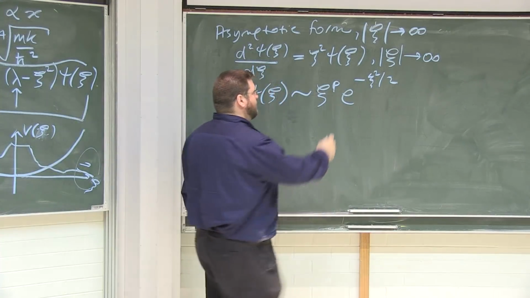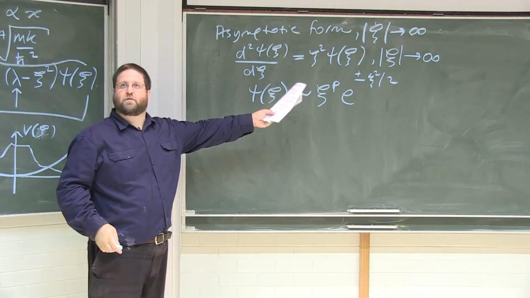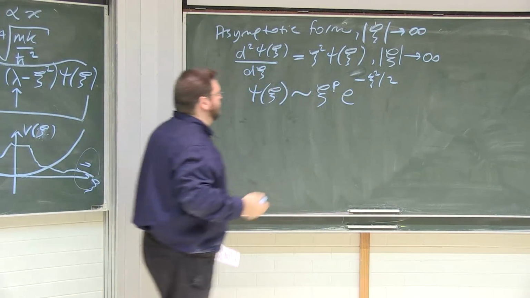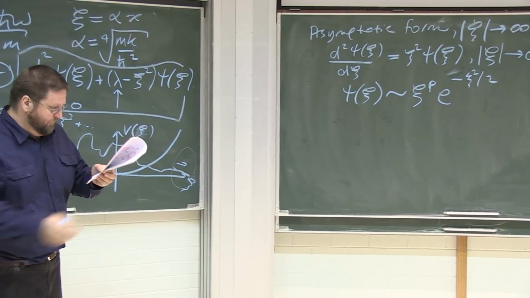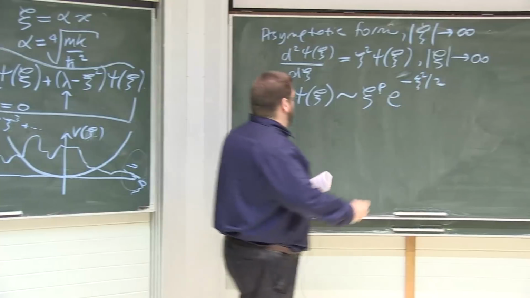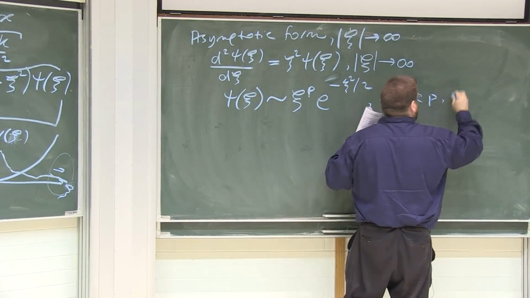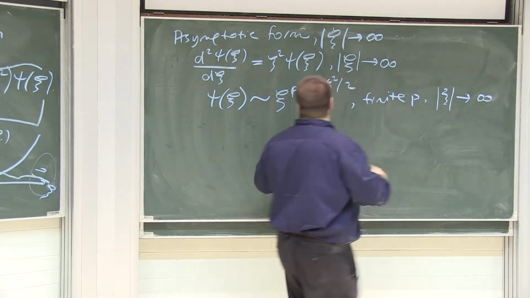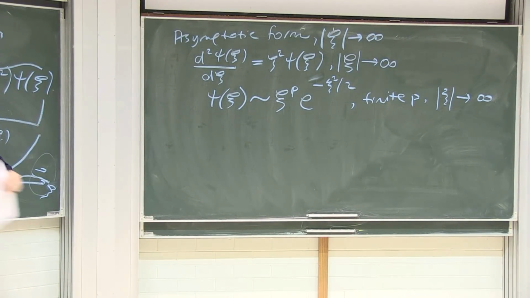Now there's another solution, which blows up at infinity. I don't want to know about that, because that's unphysical. So I'm going to chuck that away on physical grounds, because I demand that this wave function decay to infinity. So for finite p and arbitrarily large psi, this is the form that the function takes. This is how the wave function decays to infinity.